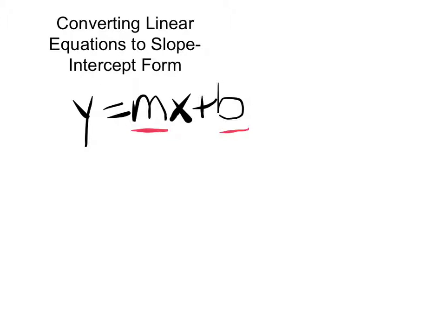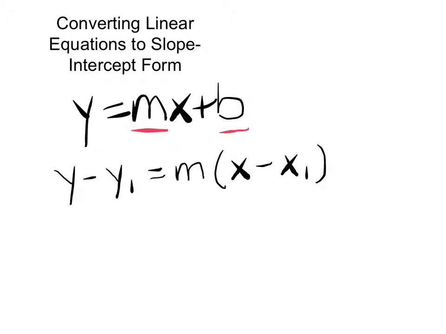Alright, so another form that we've talked about is point slope form, and that's where we have y minus y1 equals m times x minus x1. It's called point slope form because in this one you have the slope and you have a point x1, y1. Remember, we always write them opposite when we write point slope form.